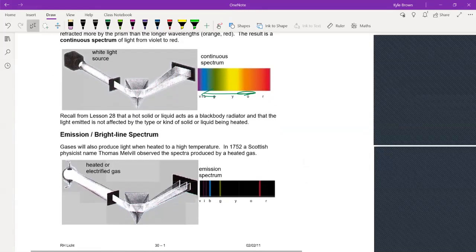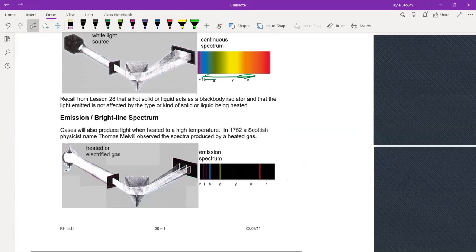Now, the next one is called an emission or a bright line spectrum. So what's going on here? Instead of a white light source, which you'd always get if you just heated anything up really hot, like if I heated up a piece of metal extremely hot, it would give me a continuous spectrum across there.